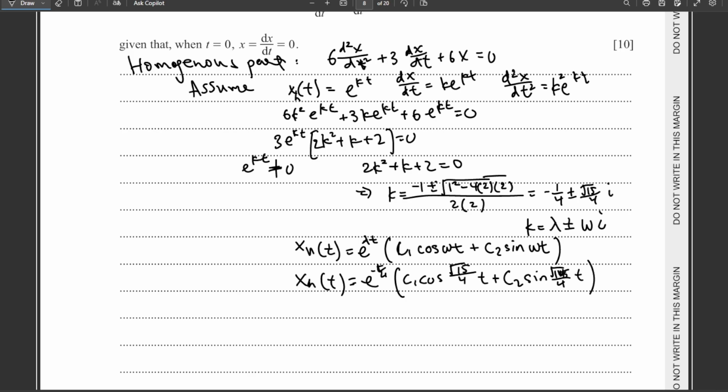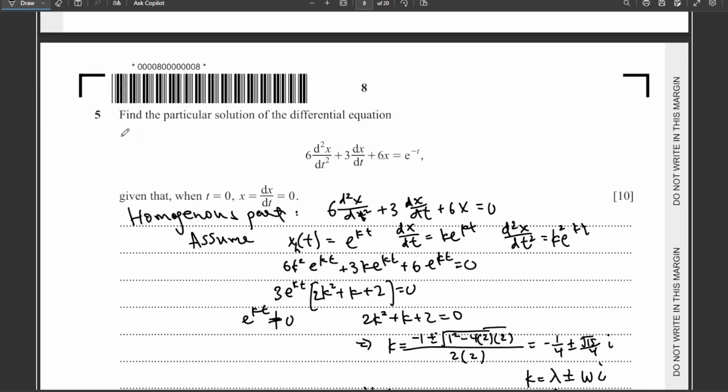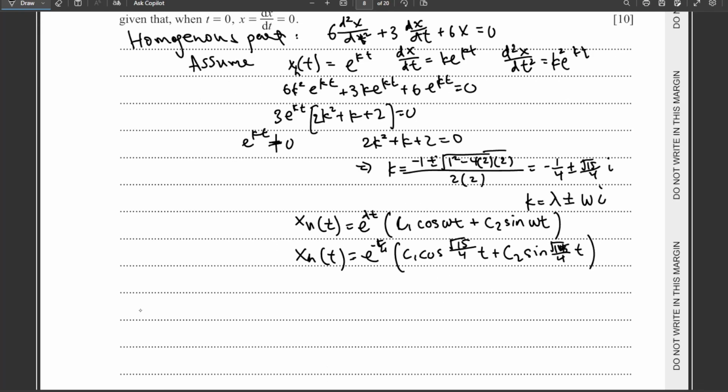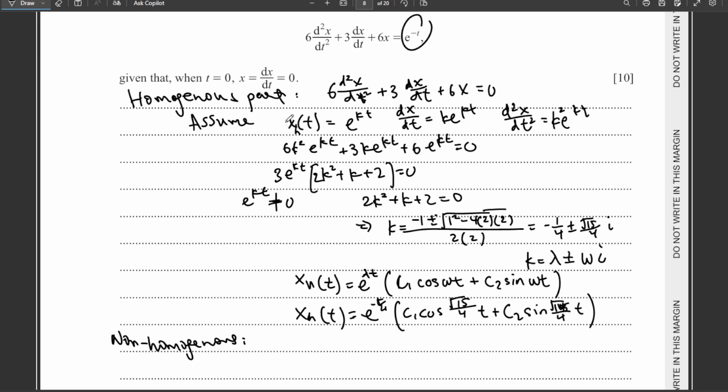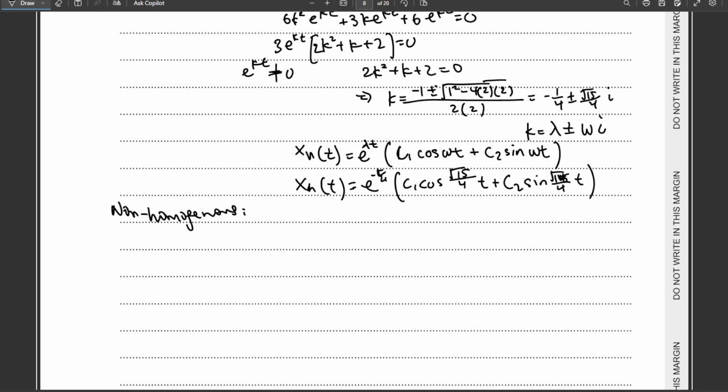Let's go for the particular or the non-homogeneous solution. Right, so for non-homogeneous, we have to look at whatever the function is that it equals. In this case, it is e to the negative t. So we have to assume a particular solution of x in terms of something like c3, an arbitrary constant, and the exponential function with some constant also inside. Let's say gamma.